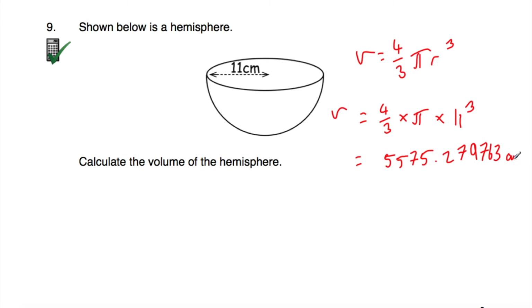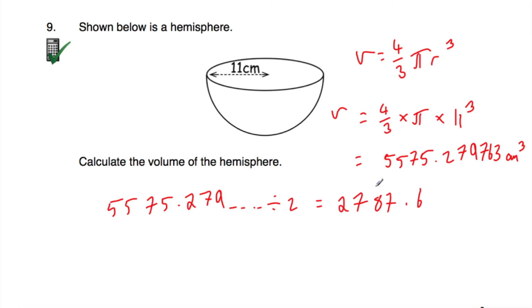5,575.279763 centimeters cubed. So that's the volume of the whole sphere, but this is a hemisphere, it's half of a sphere. So we now just need to divide that by 2. So we take our 5,575.279 and so on, and divide by 2. I've already got that on my calculator display, so I can just press divided by 2, which is equal to 2,662 over 3 pi, or 2,787.639881 centimeters cubed. And that's the volume of the hemisphere.